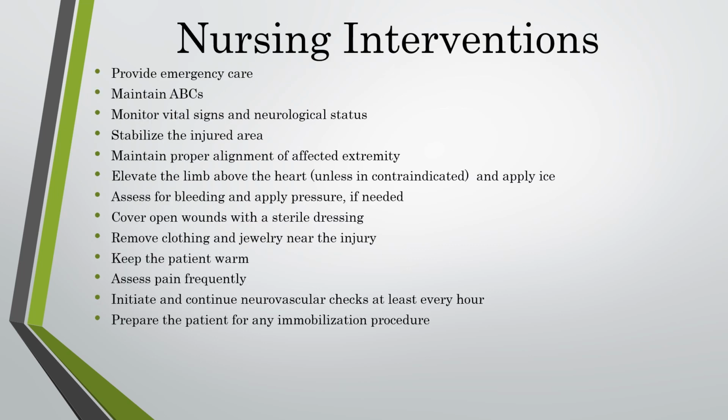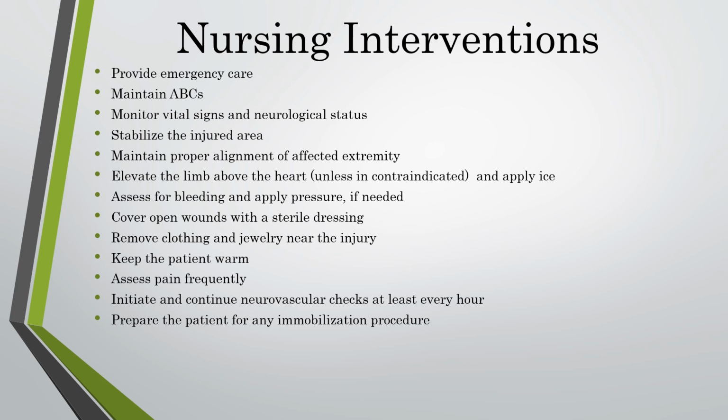Okay, we're going to talk about the nursing interventions. So what we should do during an emergency situation with a fracture. As always, provide emergency care. Always maintain ABC: airway, breathing, circulation. So keep that in your mind. Monitor the patient's vital signs and neurologic status. If the patient is in an accident or trauma, you, as a nurse, want to make sure you check the patient's neuro status, whether the patient is alert and oriented.